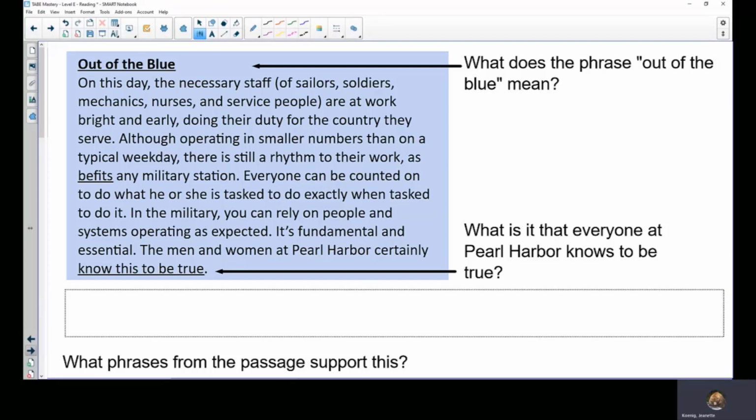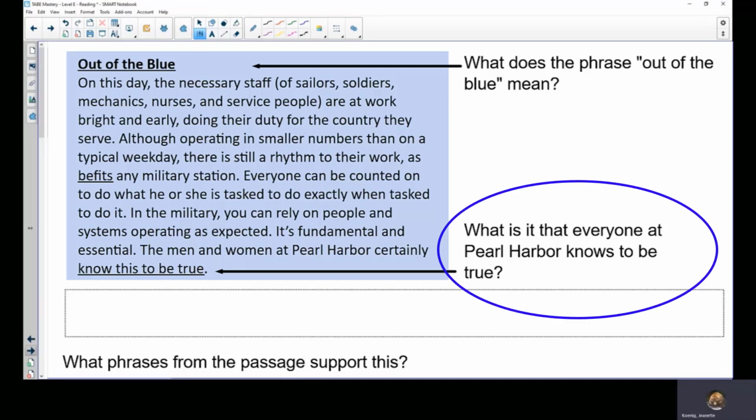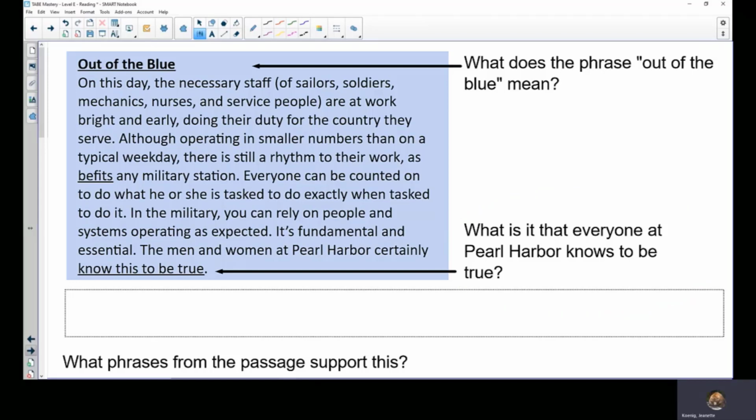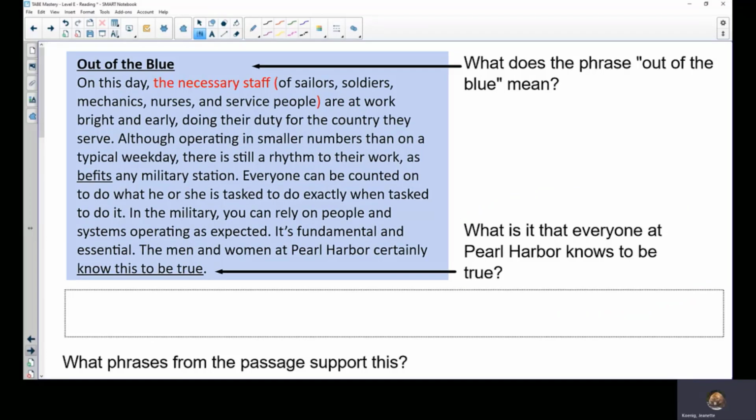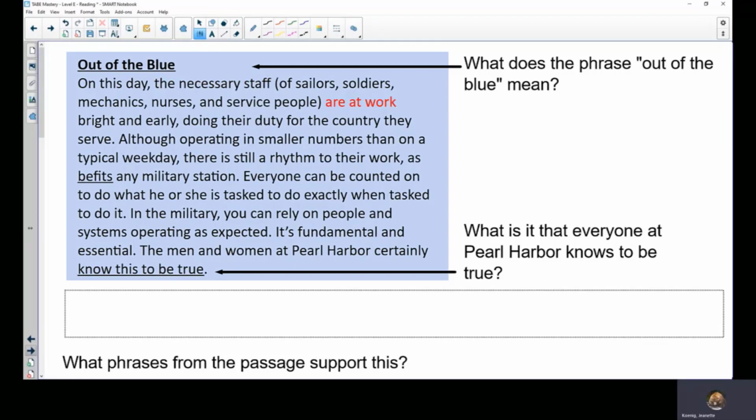All right, now let's go through this paragraph, and there's a whole lot of details all driving at one tiny little point. There's just one thing that we have to get out of this paragraph. What is it that everyone at Pearl Harbor knows to be true? So blah, blah, blah, a whole bunch of staff, a whole bunch of people. I don't really care who they are. Lots of people. They're at work bright and early doing their duty. They're operating in smaller numbers than a typical weekday. You know, it's Sunday, so there are fewer of them.